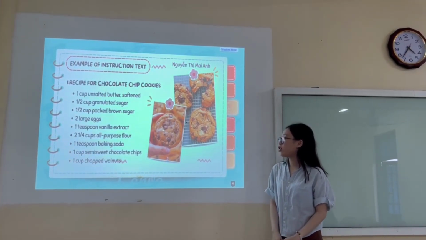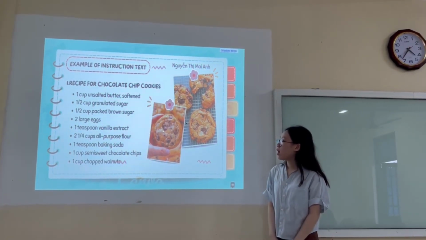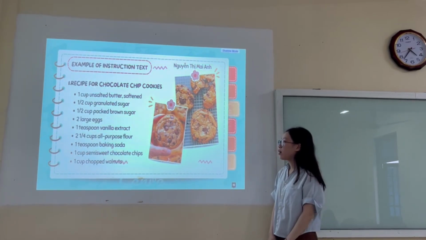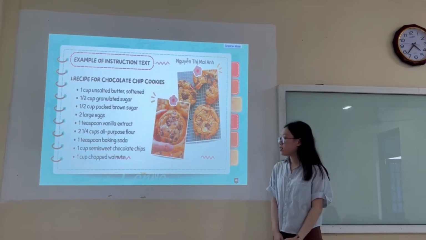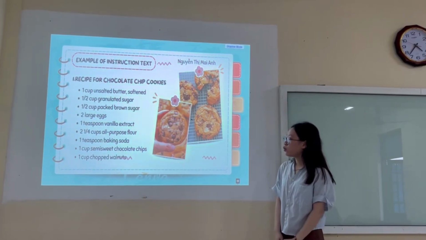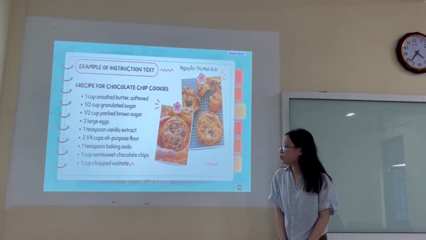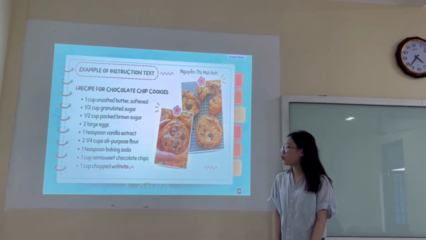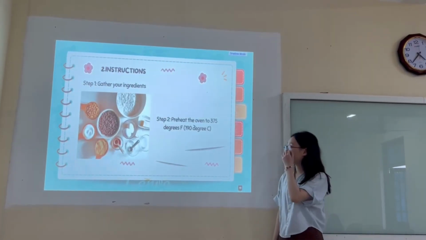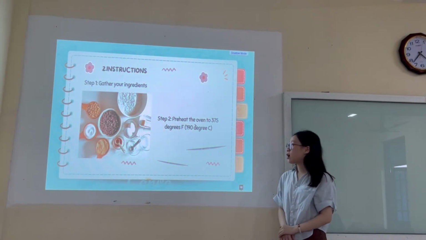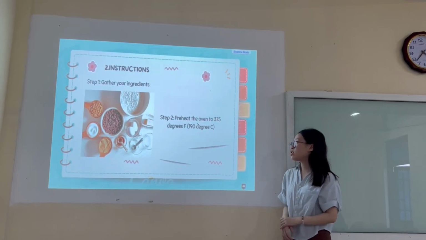The ingredients: 1 cup unsalted butter, softened, 1/2 cup granulated sugar, 1/2 cup packed brown sugar, 2 large eggs, 1 teaspoon vanilla extract, 2 1/4 cups all-purpose flour, 1 teaspoon baking soda, 1 cup semi-sweet chocolate chips, and 1 cup butter. And now I will tell you the instructions for making chocolate chip cookies.